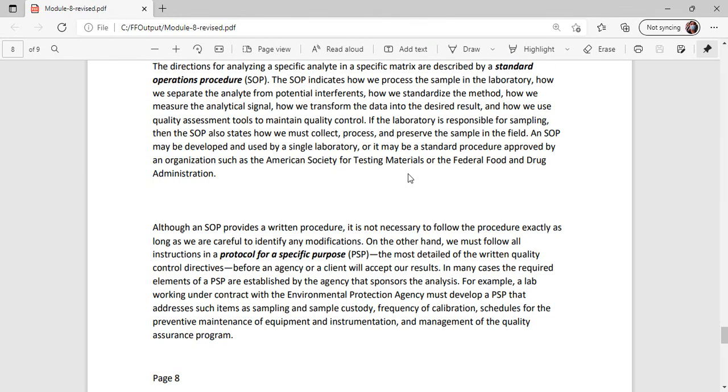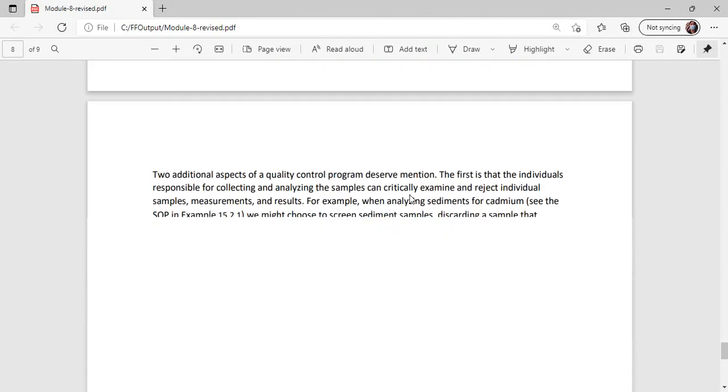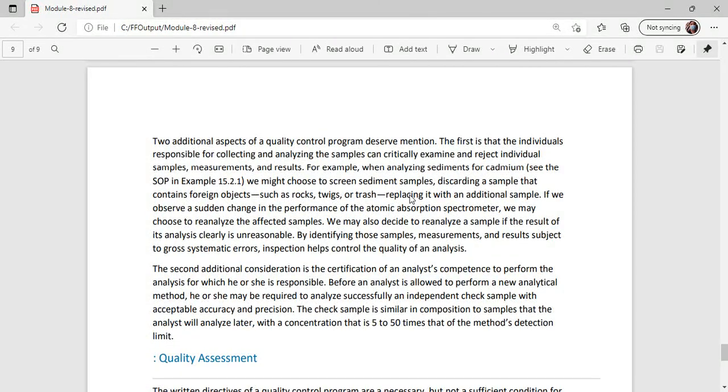For example, a lab working under a contract for the EPA must develop a PSP that addresses such items as sampling and sample custody, frequency of calibration, schedule for preventive maintenance of equipment, instrumentation, and managing the quality assurance program. So you have two additional aspects of your quality control program that deserve mention. The first is that the individual responsible for collecting and analyzing the sample can critically examine and reject an individual sample's measurement and result.